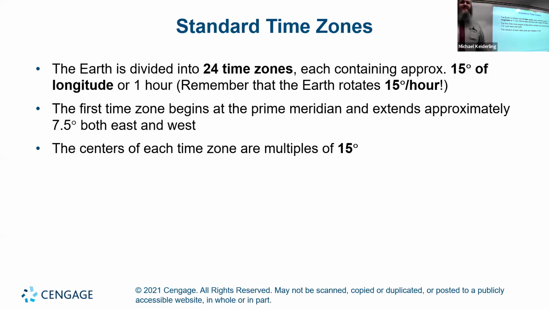So the lines are not exactly at 15 degrees, every 15 degrees. The first time zone begins at the prime meridian and extends approximately 7.5 degrees, both east and west. And the centers of each time zone are multiples of 15 degrees. So there's one centered at 0, one at 15, 30, 45, 60, 75, 90, and so on.